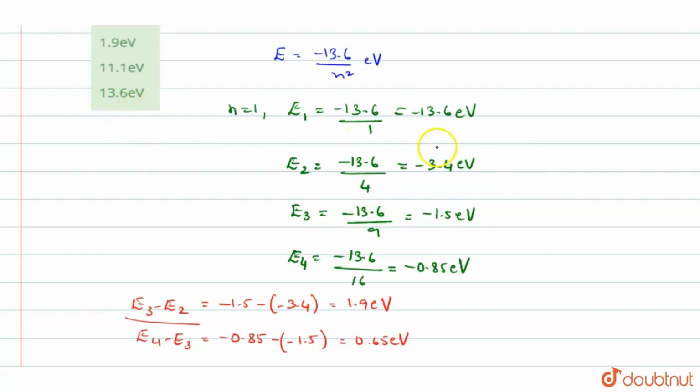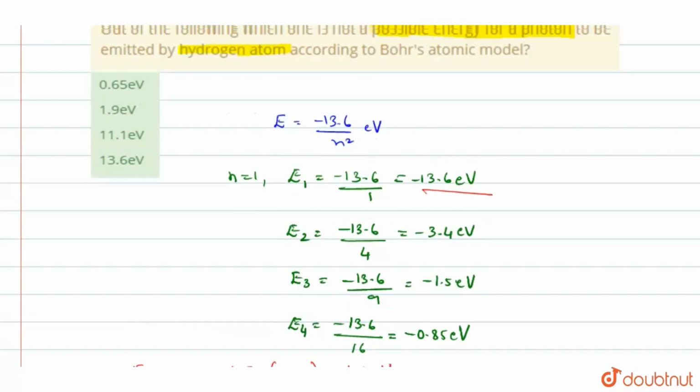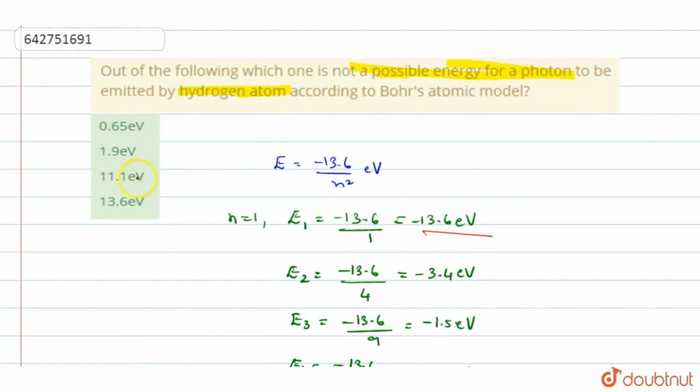When you go to 13.6, the first value itself is 13.6 electron volt. So you can say that this 11.1 electron volt is not a possible energy for a photon emitted by a hydrogen atom. So you can say option 3 is the right answer.